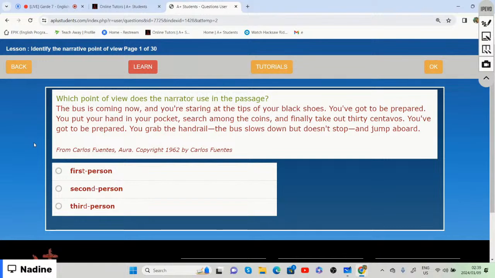So now we need to say which point of view it is. Is it the first person, second person, or third person?